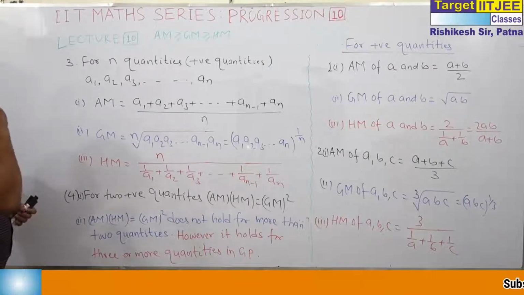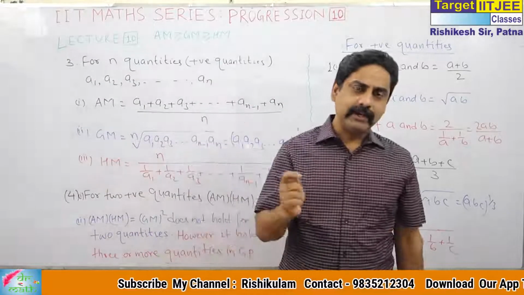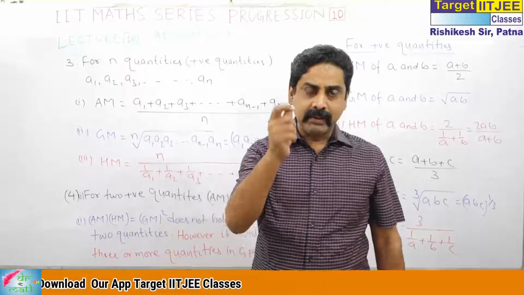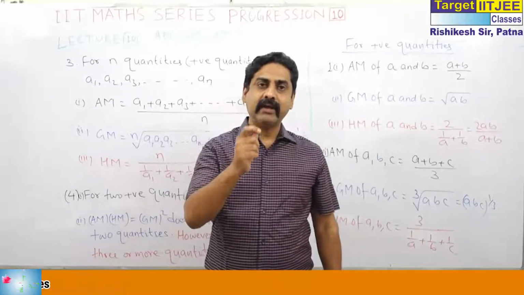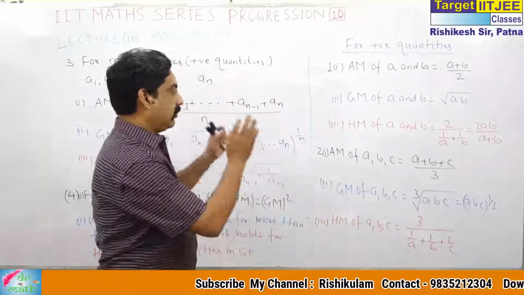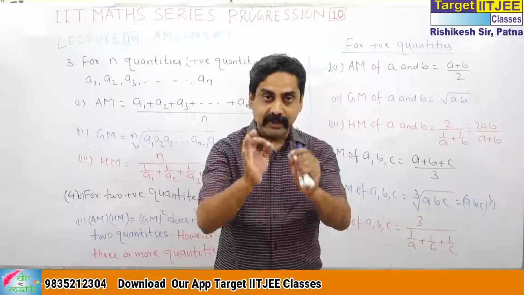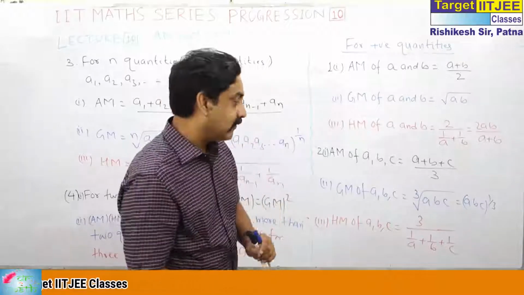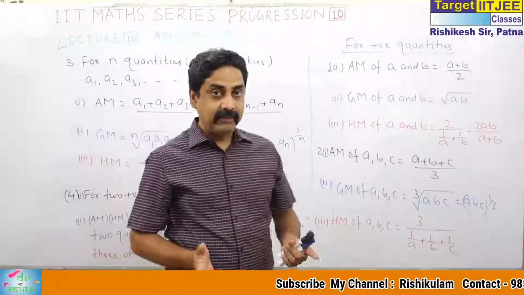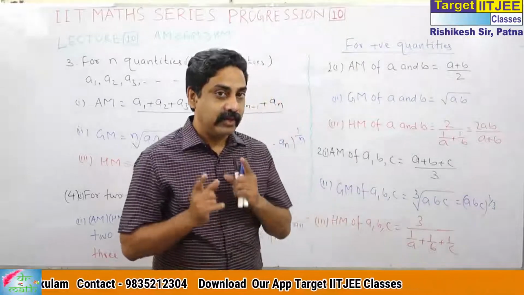Let me review the basic points for positive quantities. When we talk about arithmetic mean, geometric mean, harmonic mean, all questions are done for positive quantities. Otherwise the inequality may get reversed, and if some are positive and some are negative, a mess is created. You can't come to any conclusion. So we will work on positive quantities.